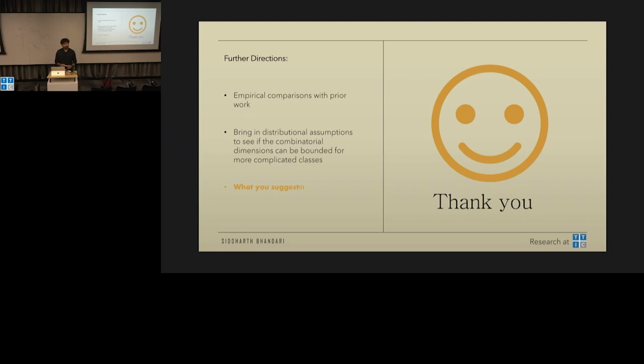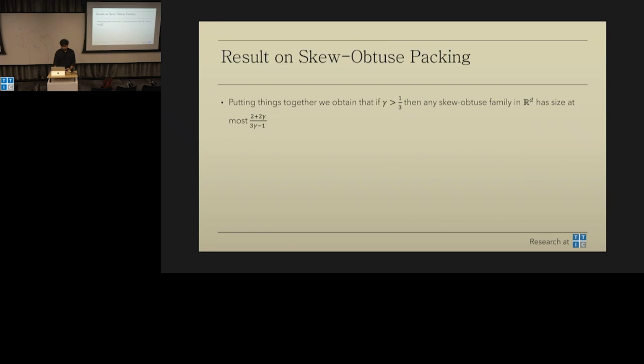So you said there is a trichotomy. For gamma equals 0, it's linear, then it's exponential, then it's the other term. The first one is linear in what? In the number of samples? Oh, this one? This is in the dimension. This is a question about what's the largest size of a skew obtuse family I can have in R^d. So if gamma equals 0, you get something linear in the dimension? No, if gamma is 1/3, we get something that is linear in the dimension. Then you get exponential dimension. Okay, that makes sense.